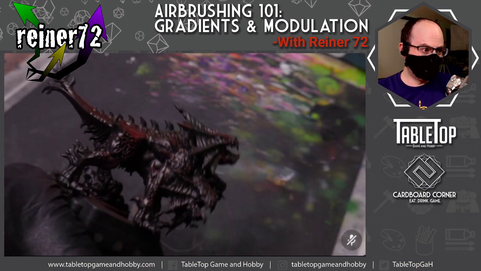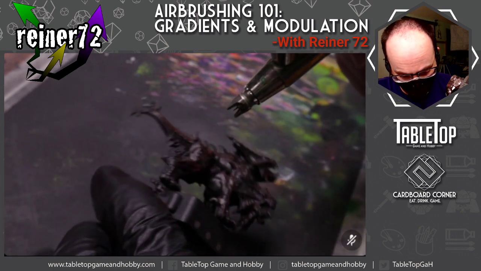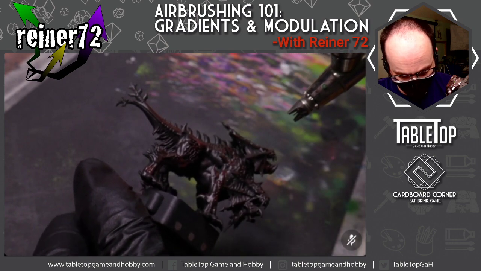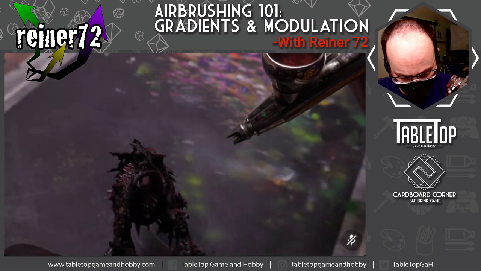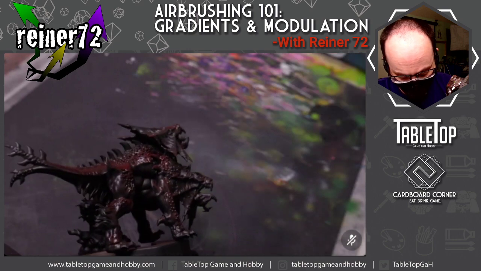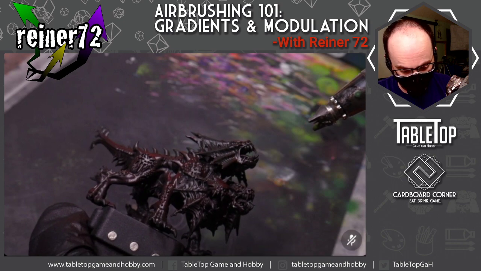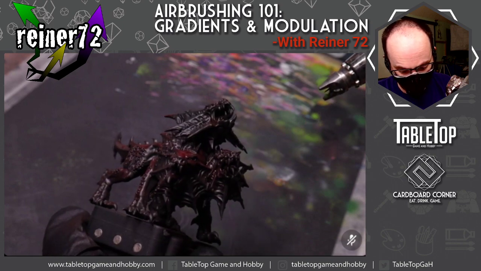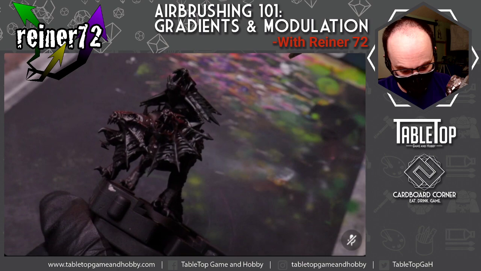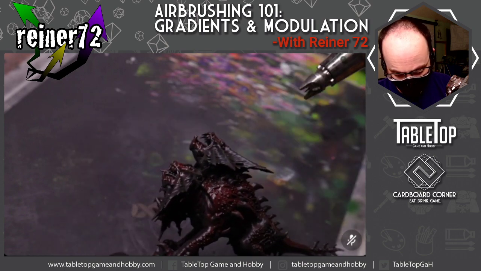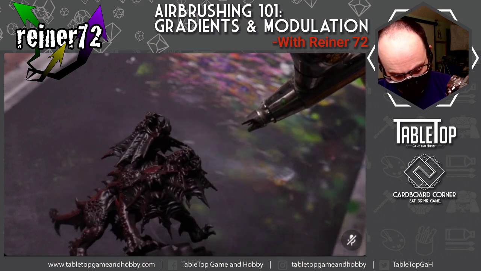All right, so now we've basically covered the model in a bit of red. He's nice and deep, and we can start bringing this up just a little bit more. If we keep taking it nice and thin, like we have, we'll keep getting a nice, rich red tone, leaving as much of that green and dark primer in the recesses as we can.